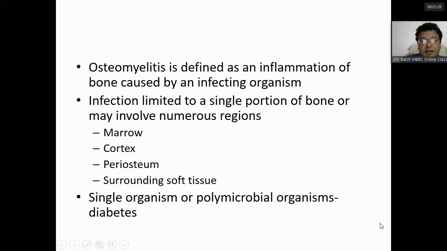So osteomyelitis is defined as an inflammation of bone caused by an infective organism, okay? It is not just inflammation. An infective organism should be there to cause the inflammation, okay? An infection can be limited to a single portion of the bone, or it may involve numerous regions of the bone. It may involve the marrow, the cortex, the periosteum, and the surrounding soft tissue, okay?